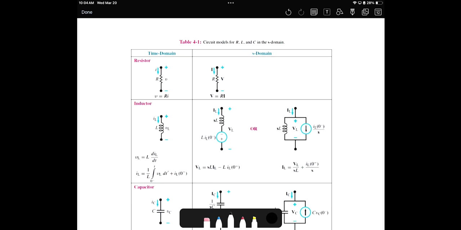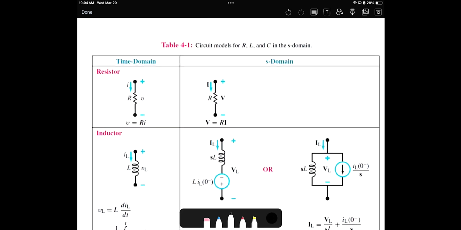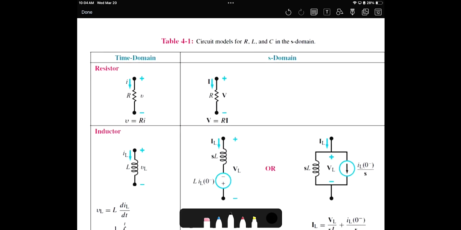So this is table 4.1. We already explained this in the last lecture, and again, this one will be provided to you on the test. So basically, this shows the circuit. The passive elements, R, L, and C, go from the time domain to the S-domain.